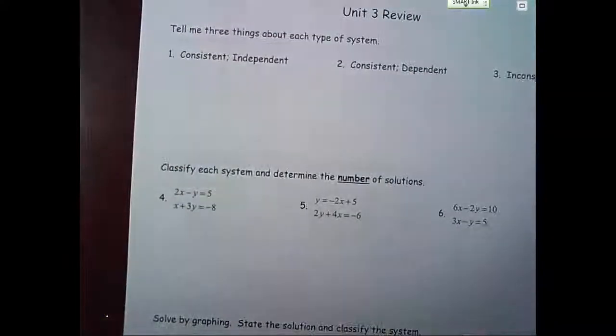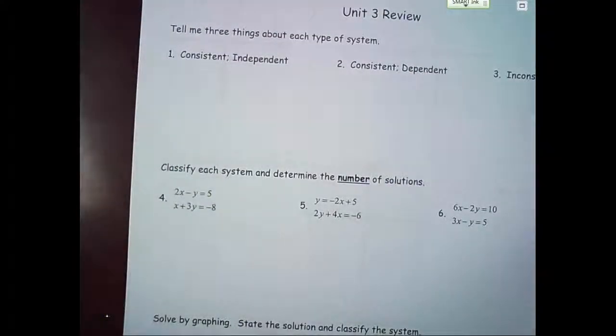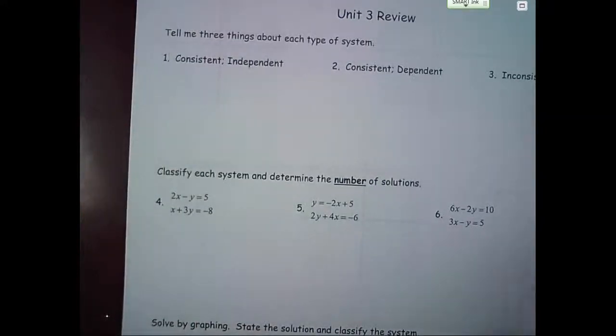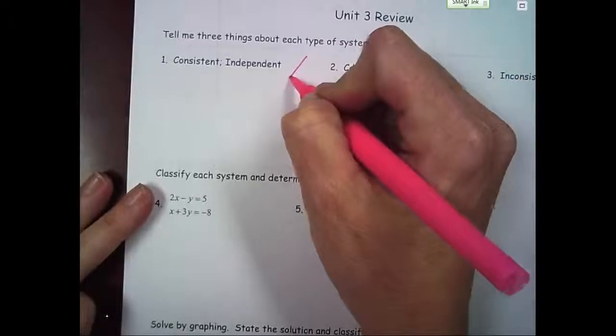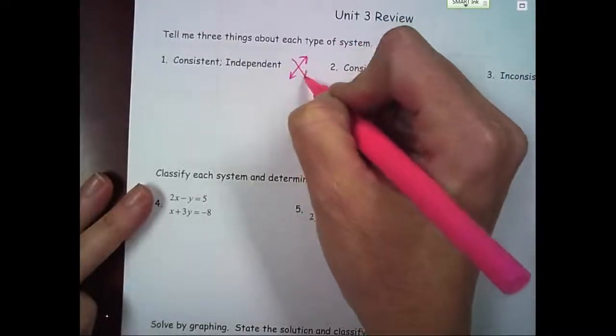Okay, so we're going to work on the review sheet for your test. Right, so here it is. And it says, tell me 3 things about each type of system. Okay, remember, if we're consistent and independent, that's when the graphs look like this.